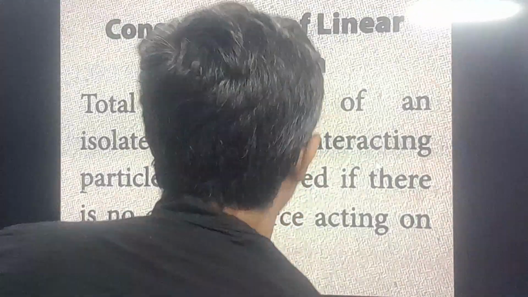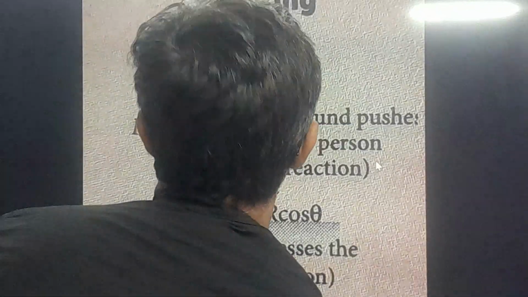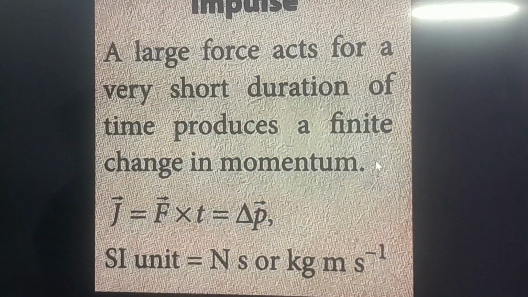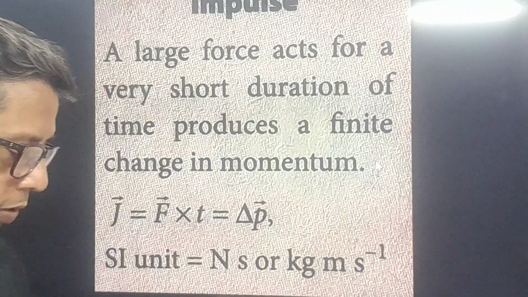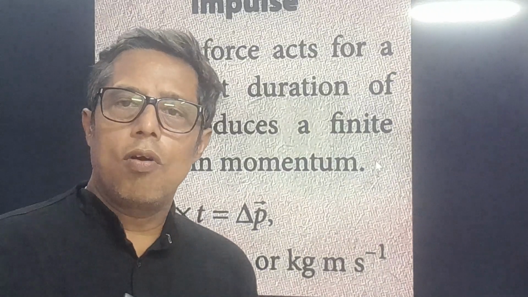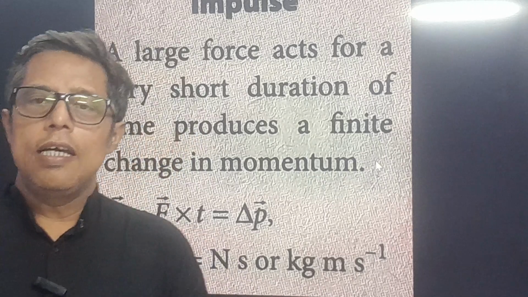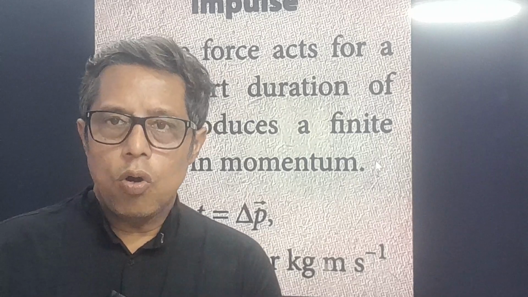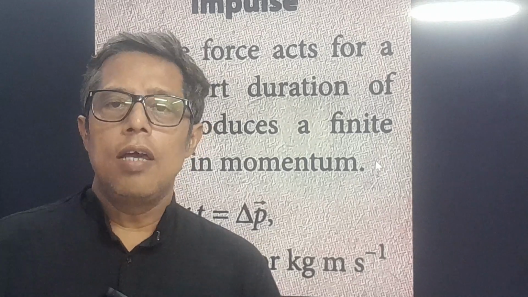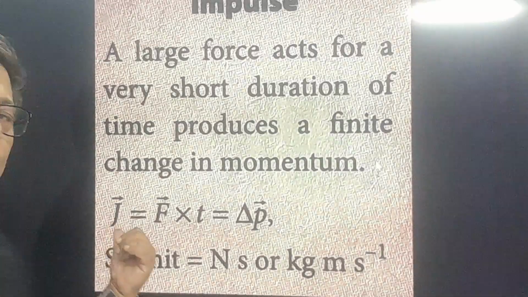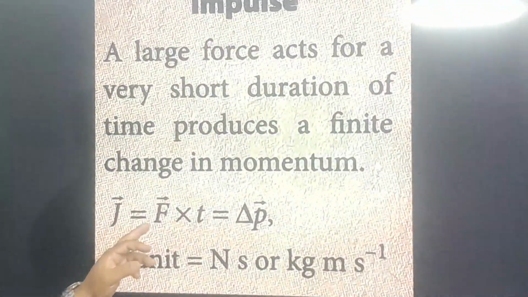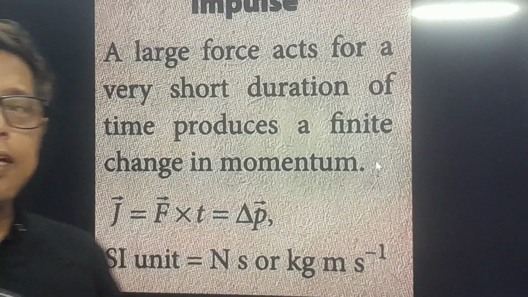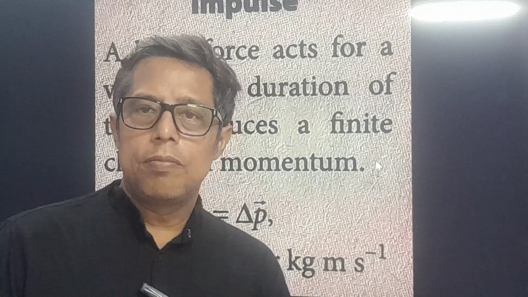This one is impulse. Impulse means whenever we have a large force acting for a short interval on an object, we say it's an impulse. A large force acting for a short interval causes the impulse. The symbol of impulse is J. J is equal to F into t. F is the force, and t here is actually delta t, the short interval of time.